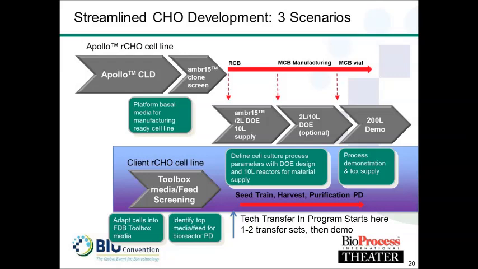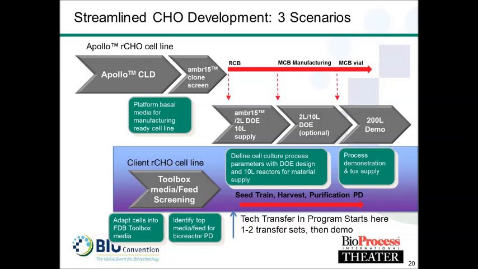So if a client has a good process and the timeline is critical for them, they can just directly transfer the process to us. You can see at the bottom. So basically, at the PD lab, we'll do 1 to 2 transfer runs and scale up to a 200 liter tox batch before we transfer to GMP manufacturing.